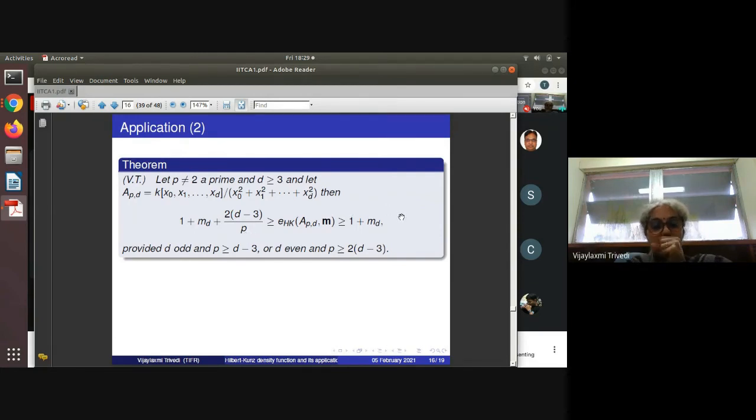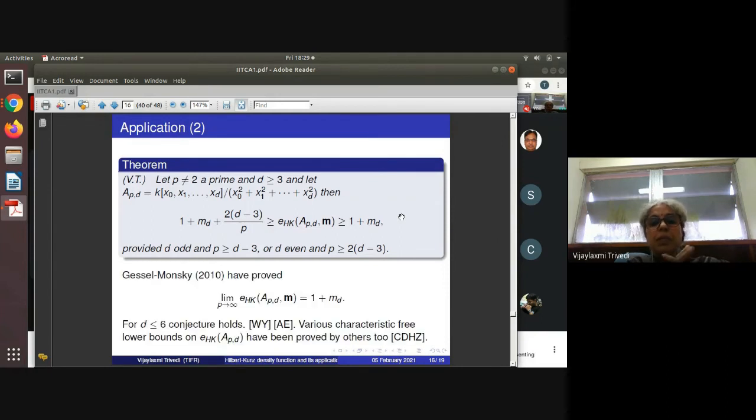Okay, so this one, you may say that means this: if I take the limit as p tends to infinity, it does have a limit. In fact, this was proved already by Gessel-Monsky, that if I take the Hilbert-Kunz multiplicity of these quadric hypersurfaces, as p goes to infinity, it has a limit of 1 plus m_d.